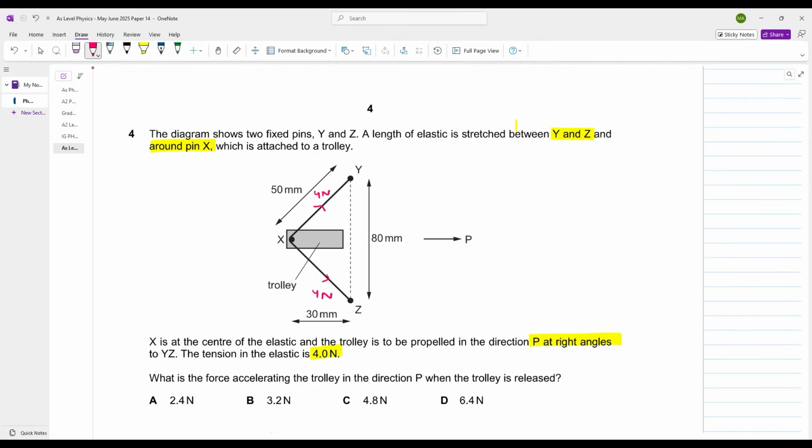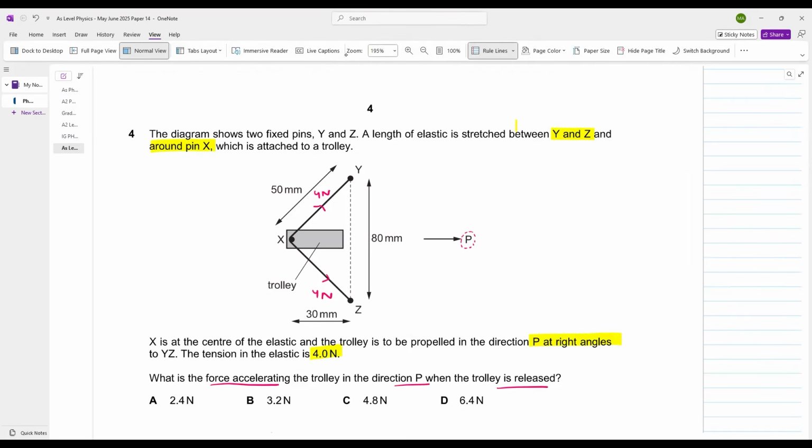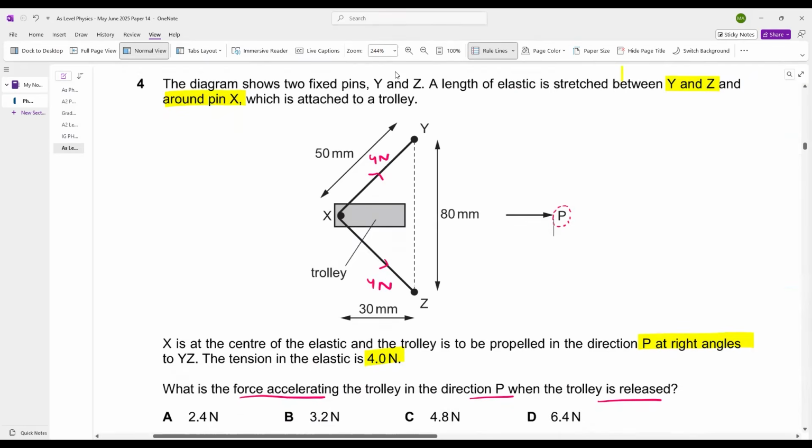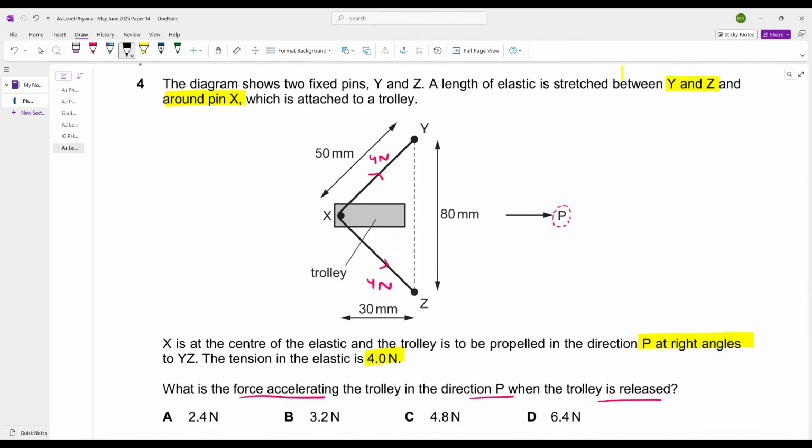What do you have to calculate? You have to calculate the force accelerating in the direction of p when the trolley is released. अच्छा जी, आपने direction of p में या horizontal direction में लगने वाली force निकाली. First of all, just sit back and relax. This entire length is 80 millimeter. तो बेटा हाफ लेंथ क्या हो जाएगी? What will this length come out to be? If the entire length is 80 millimeter, this length will be 40 millimeter.